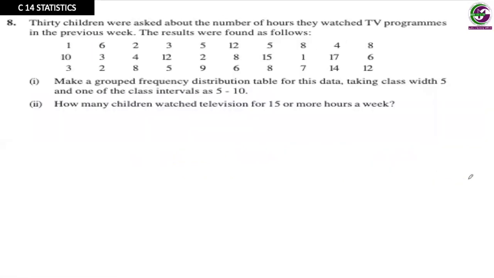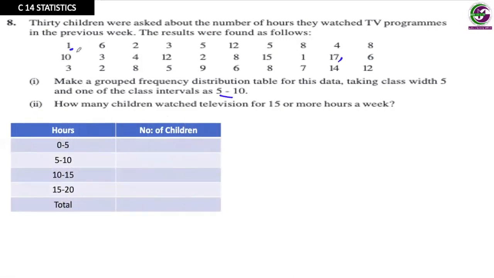Let's see the next question. 30 children were asked about the number of hours they watched TV program in the previous week. The results were as follows. Make a frequency table. Class, one of them is 5 to 10. The least value is 1 and the highest value is 17. So we can organize a table from 0 to 5 until 20.